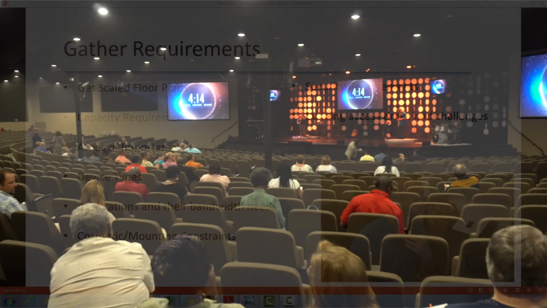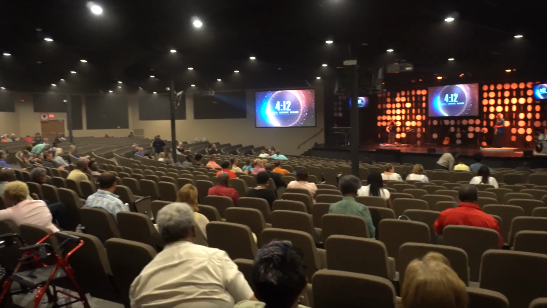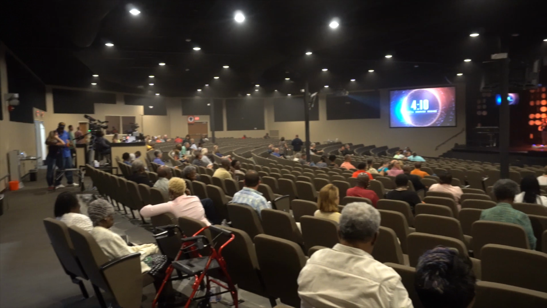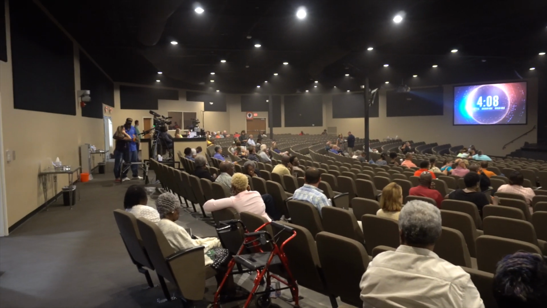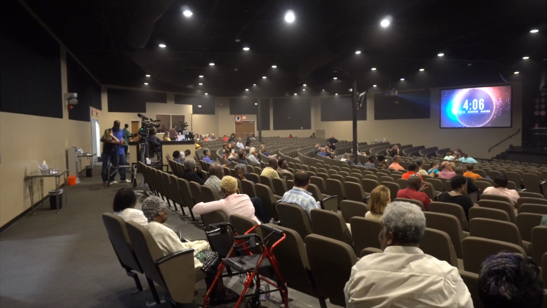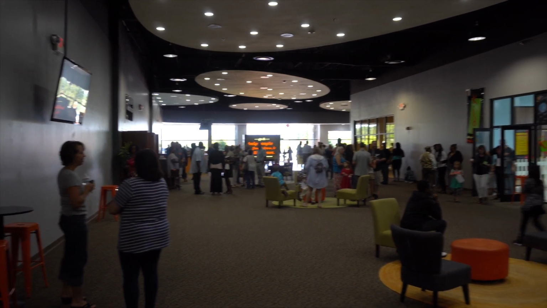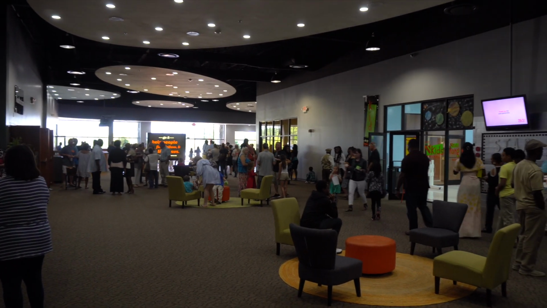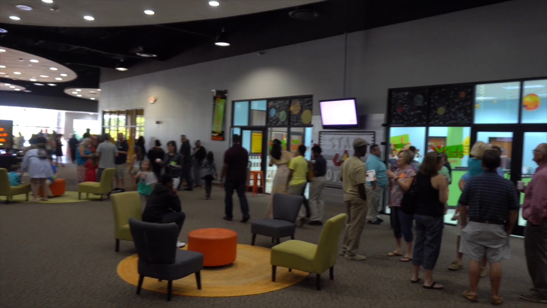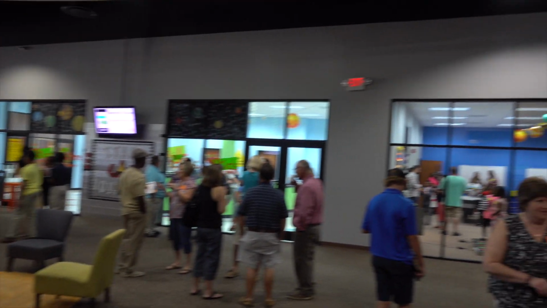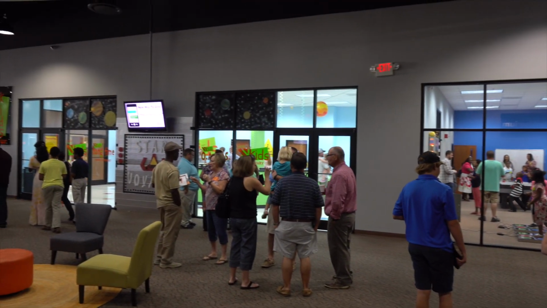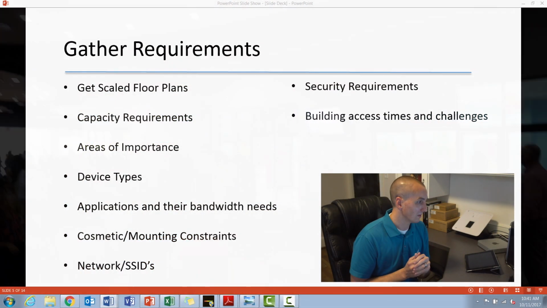Now, areas of importance. You've got to make sure you understand the areas throughout the facility that are important for that particular customer for coverage, capacity, things of that nature. So there may be areas that mean nothing to them and you can leave them out of your design, or they can be ancillary, overlap coverage type stuff. So you've got to make sure you understand the areas of importance.